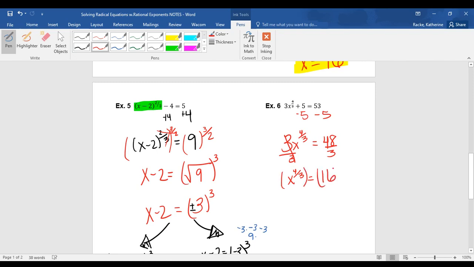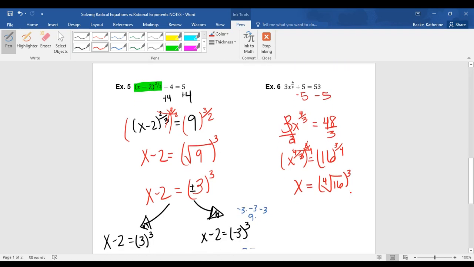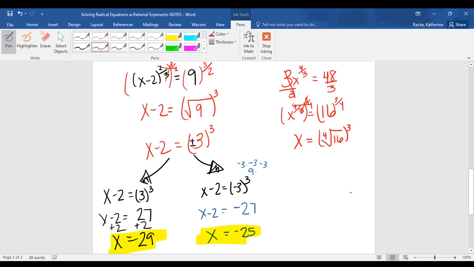I'm going to take both sides to the 3/4 power. Flip the fraction. That cancels out. 3/4 power. I have x equals the 4th root of 16 cubed. Okay. So the 4th root of 16, what multiplies by itself 4 times to give me 16? So if you need to, you can do the factor tree. I get 4 times 4, 2 times 2, and 2 times 2. Well, looks like it's a perfect 4th root, there's my perfect 4th root of 2.